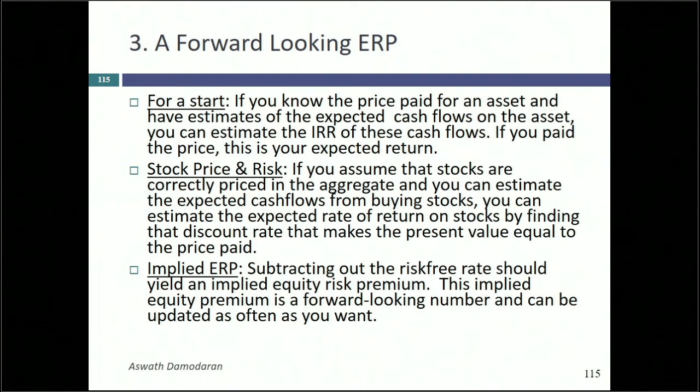I can observe what you paid for stocks. I have the expected cash flows. What can I do? I can back out from this what your internal rate of return is. In a sense, that's your expected return on stocks. No matter what you tell me you want to earn, that's what you price stocks to earn. I subtract out the risk-free rate from that. I've got what's called an implied equity risk premium.